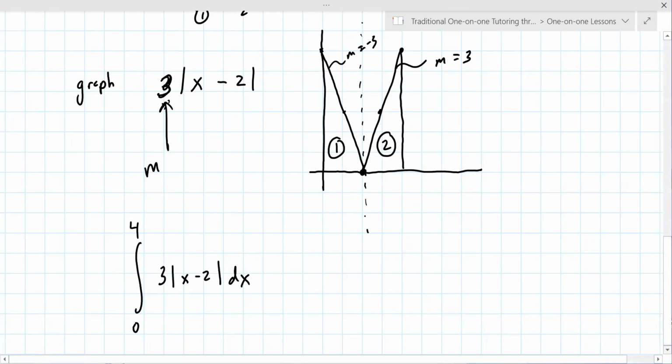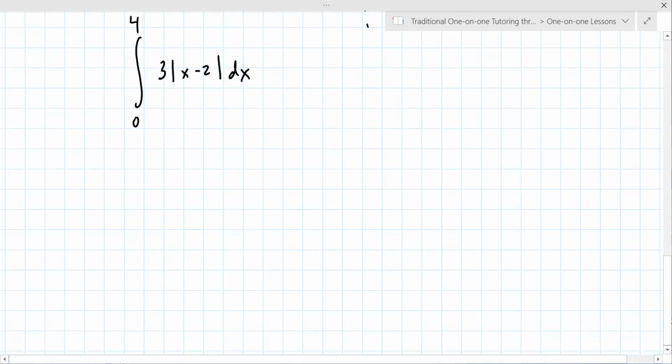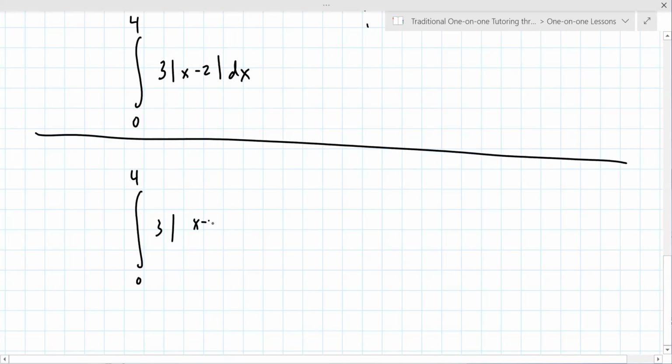Now, this is where I have to ask, did your instructor tell you, and I'm going to use this as an example, the integral from 0 to 4 of 3 absolute value of x minus 2 dx, did he or she explain that this is the same as 3 times the integral from 0 to 4 of absolute value of x minus 2 dx? Did they tell you that you could basically bring this constant out?